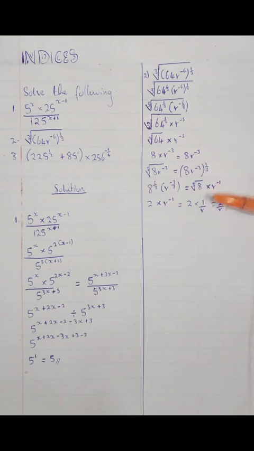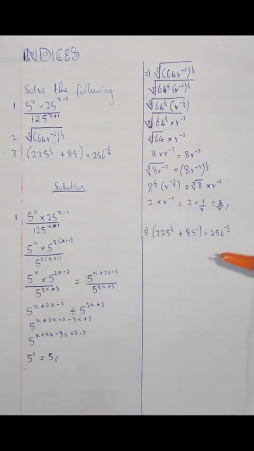So let's look at number 3. Question 3 says: 225 to the power of 1 over 2 plus 85 to the power of 0 times 256 to the power of minus 1 over 4. So how do we solve this? First of all, the step I'll be showing you, we'll solve these terms individually first. When you get their values, you now replace them and we solve.